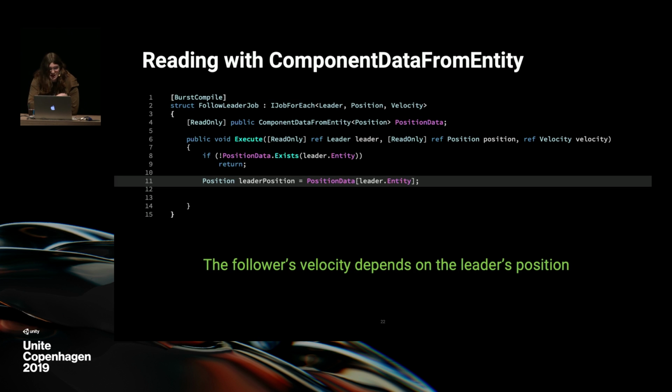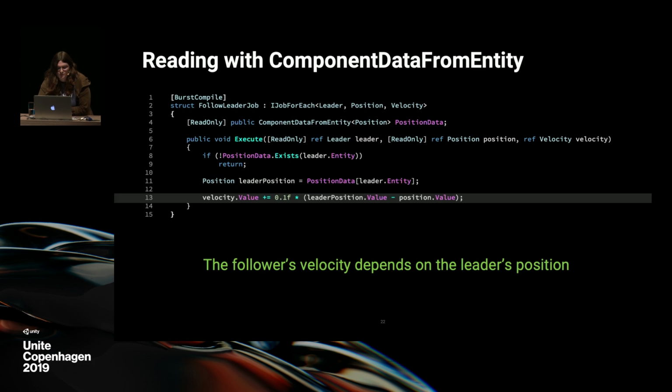And here's how you read using component data from entity. You use it like it's an array, right? You pass in the entity that you want to read the component from, and it will return the component data you wanted to read. Nothing too complicated. And then you use it, right? Implementing the transformation was never actually the complicated part here. The part that I think people struggle with is finding component data from entity and knowing to use it to read information like this. So there you go.